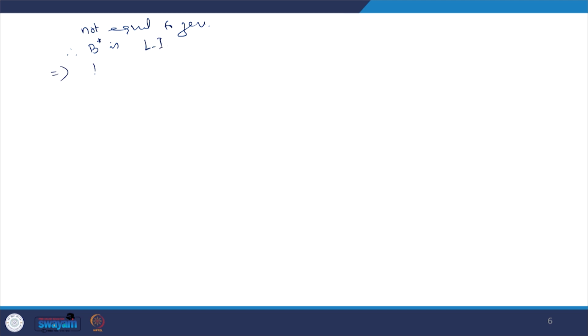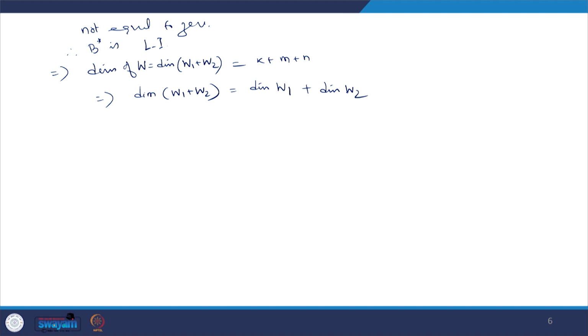So, this implies that the dimension of W1 plus W2 is k plus m plus n. So, this implies dimension of W1 plus W2 equal to dimension of W1 plus dimension of W2. Okay, so I can write this again as plus k and minus k, so dimension of W2 minus dimension of W1 intersection W2. So, this is the result that if W1, W2 are two finite dimensional subspaces of a vector space V, then dimension of W1 plus W2 equals dimension of W1 plus dimension of W2 minus dimension of W1 intersection W2.